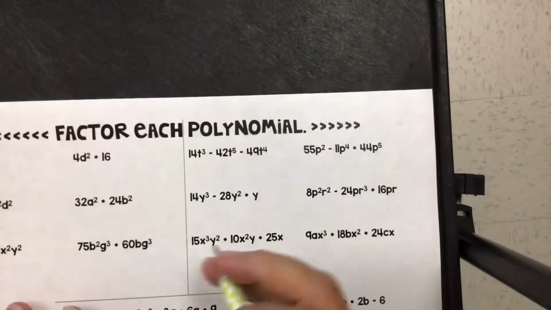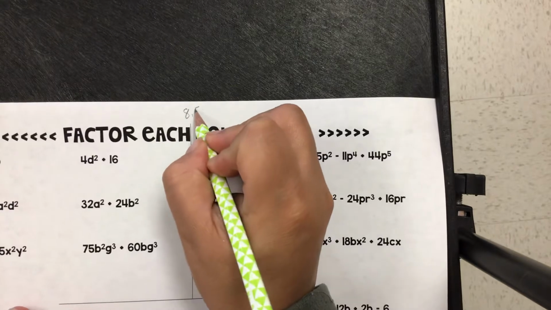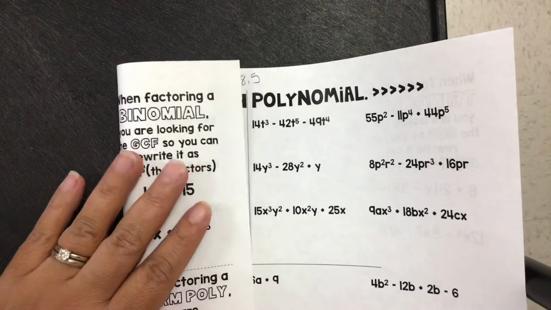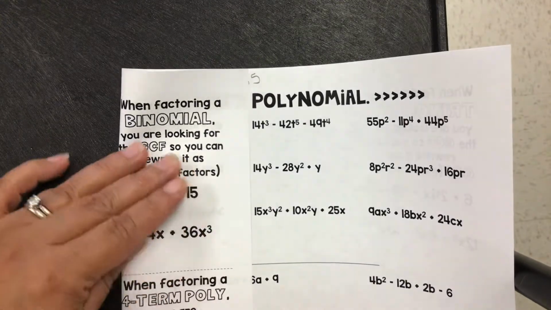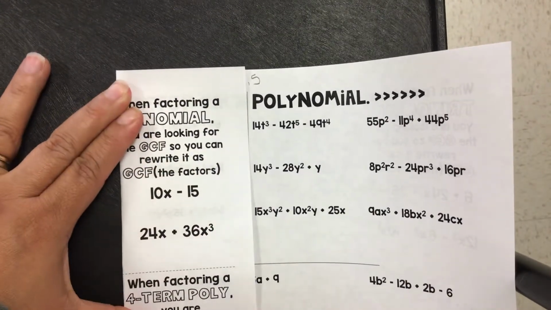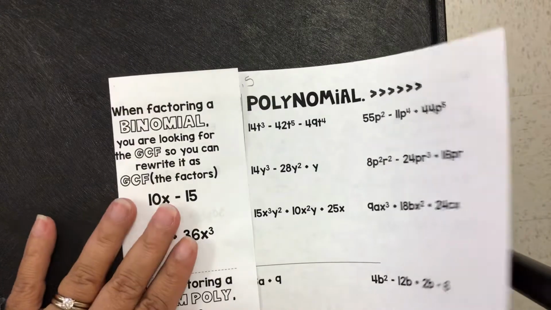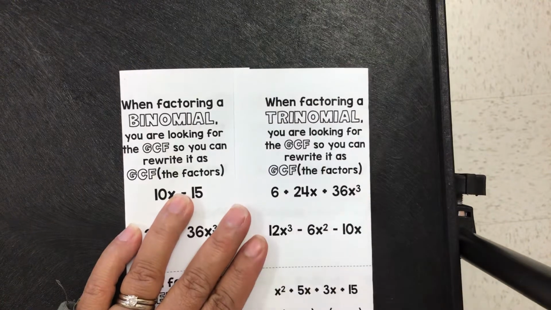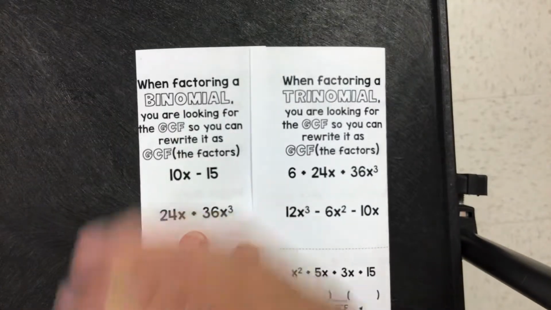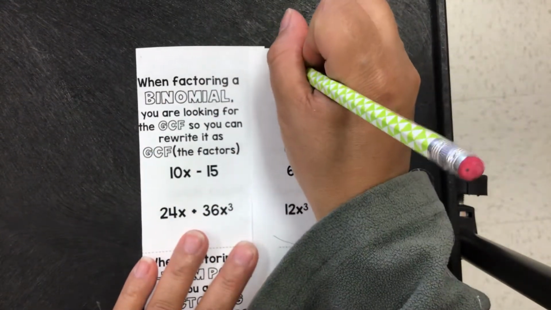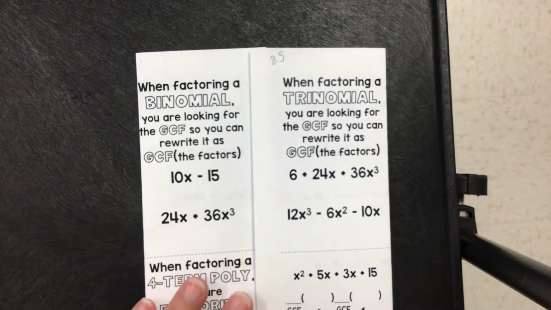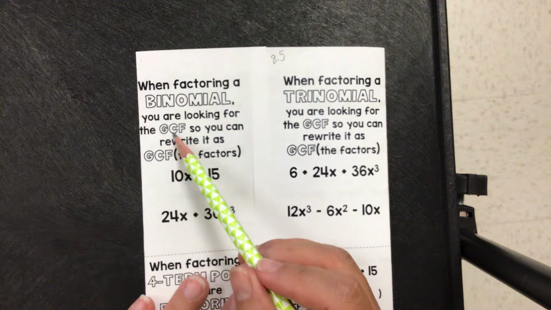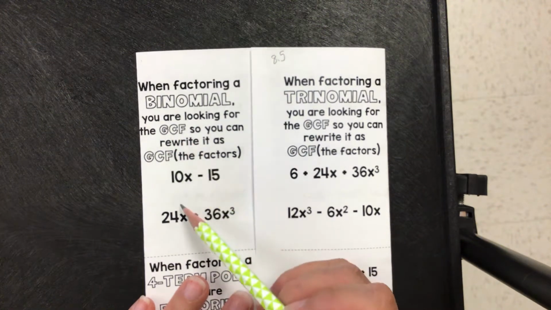This is a foldable for section 8.5. And what we're doing is finding that thing that they have in common. Remember in the notes from Friday, I told you that we were going to look for the thing it has in common. And we started off super easy. Well, the reason that we have to do this section is because sometimes they're not as easy. And again, this is section 8.5, and what we're doing is factoring. When factoring binomials, that just means two terms, we're looking for the greatest common factor to rewrite.